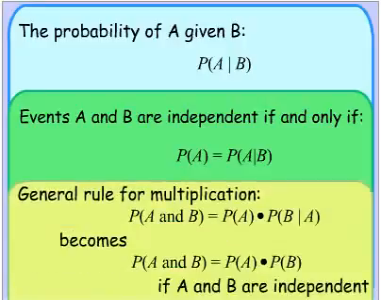We also know the general rule for multiplication. The probability of A and B is the probability of A times the probability of B given A. Remember that this becomes the probability of A and B equals the probability of A times the probability of B if A and B are independent.